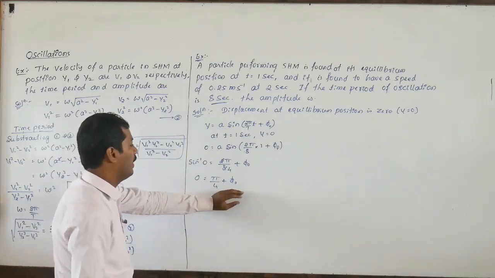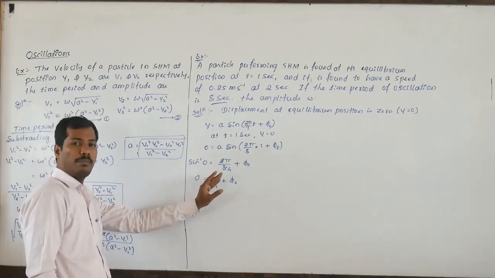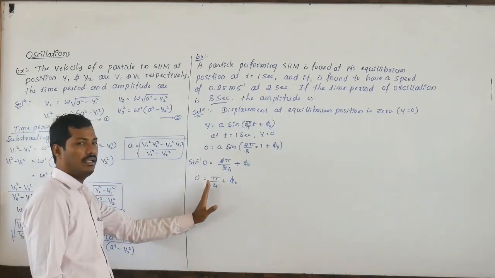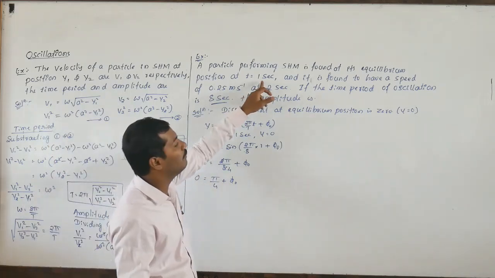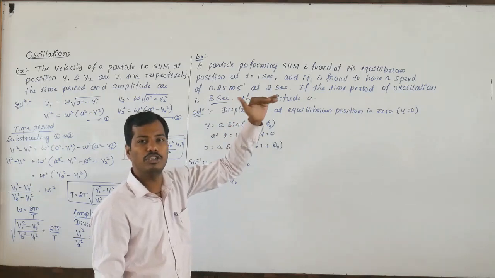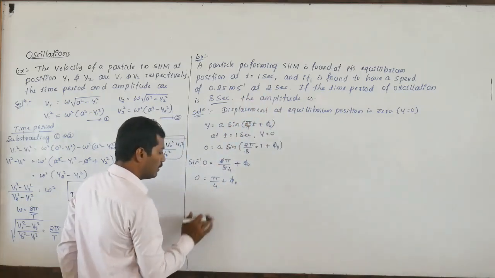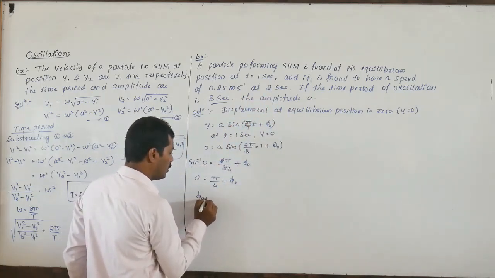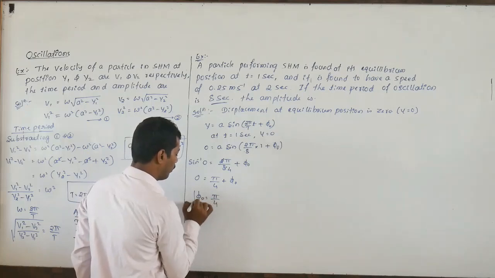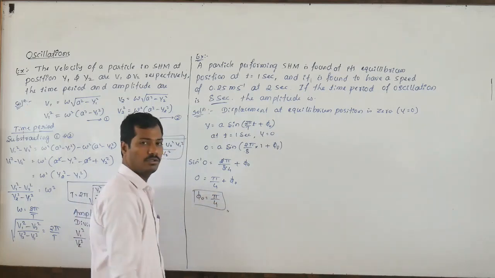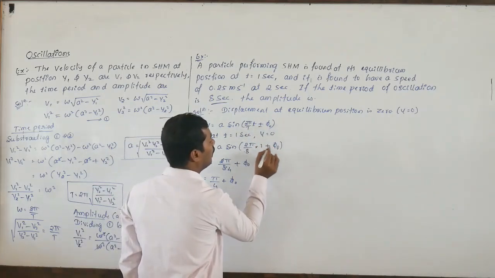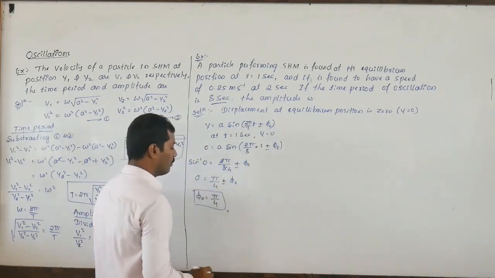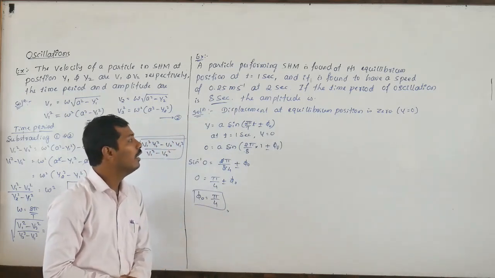If phi naught is equal to what? Pi by 4. Take it as positive because it starts from its mean position. It starts from the positive, so the magnitude of phi naught is equal to pi by 4. You can take the positive. If you write plus or minus here, this becomes plus only.